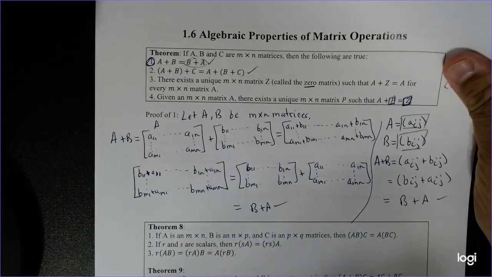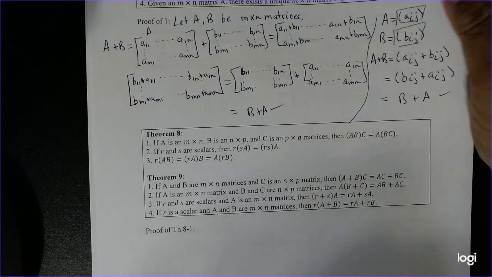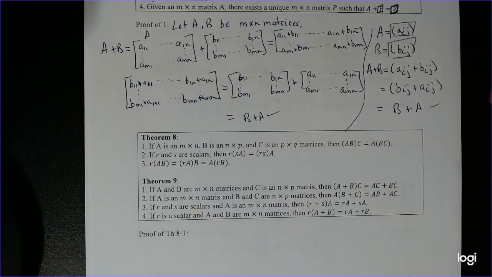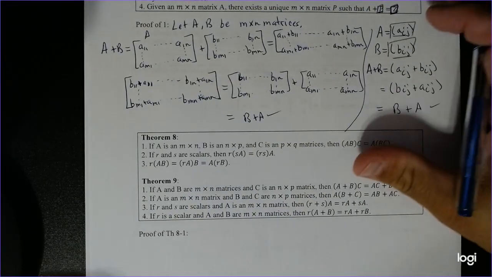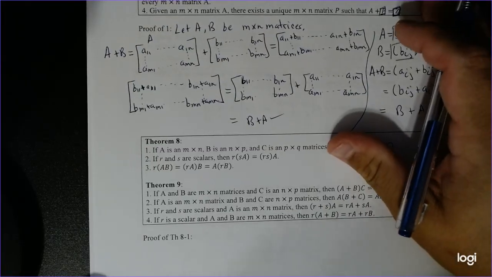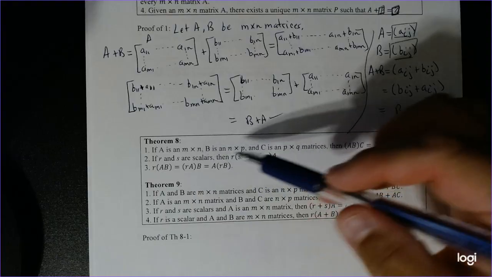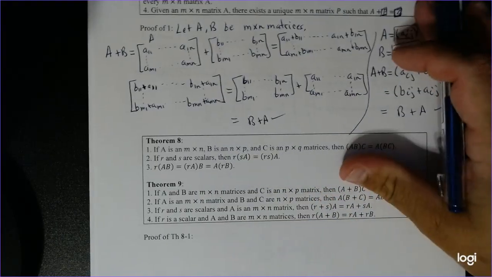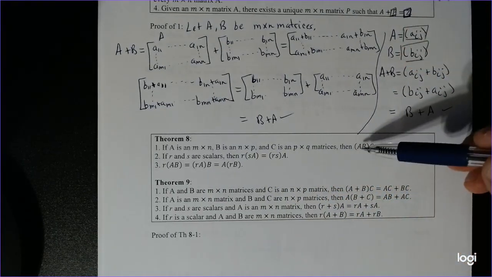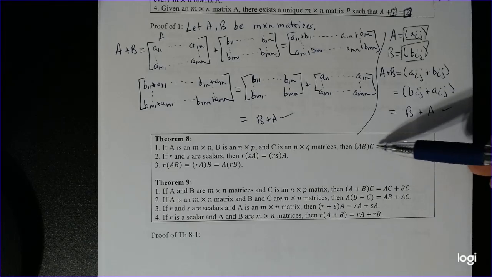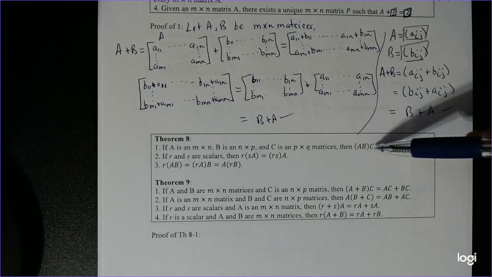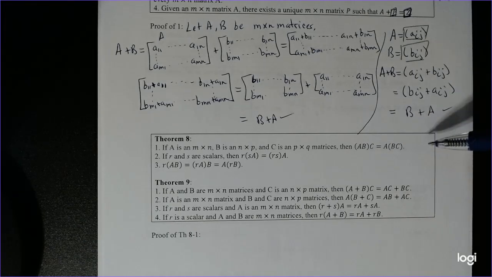Now let's go into the multiplication part. That's the next two theorems. So theorems 8 and 9 basically mean exactly that. Theorem 8 is about scalars. So given three arbitrary matrices with these rows and columns, then under multiplication, this is true. So the associative property holds for multiplication. Okay? If R and S are scalars, same thing applies for itself.